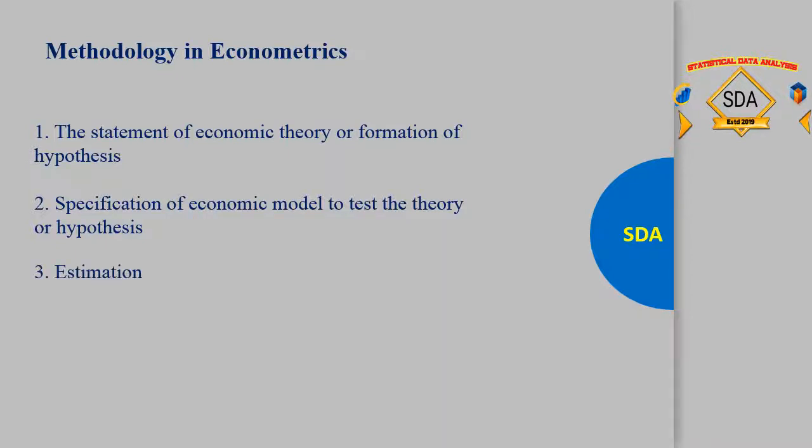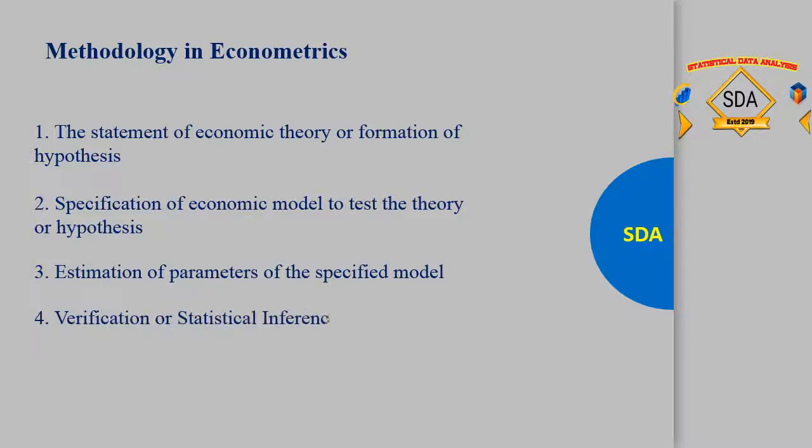The third step is estimation. Our objective in this step is to obtain the estimates, or numerical values, of the unknown parameters. Some popular estimation techniques are OLS, ordinary least squares, MLE, maximum likelihood estimation, and method of moments. The fourth step is verification or inference. In this stage, we develop suitable criteria to examine whether the estimates obtained are in conformity with the expectations of the theory that is being tested.